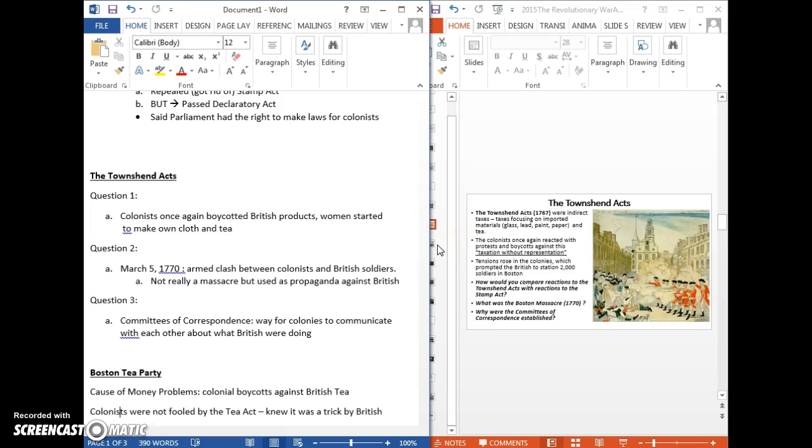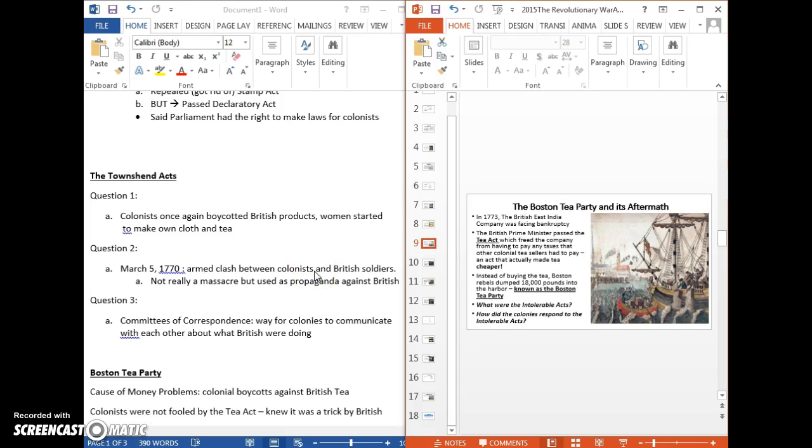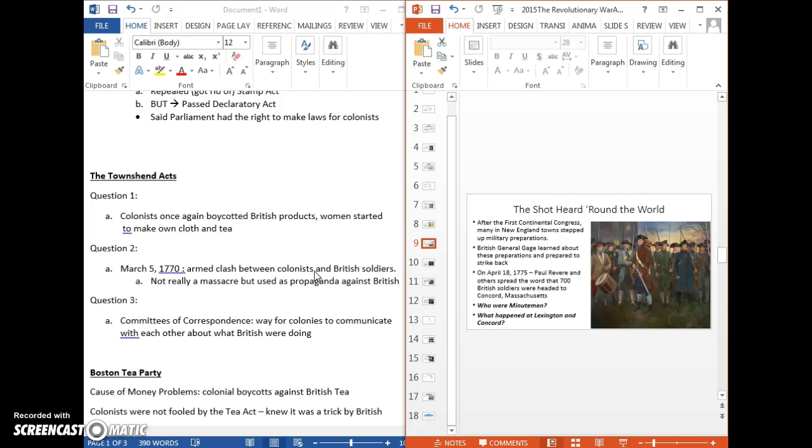I wish I could tell you that things got better, but we see as these acts are being enforced, and the colonists are reacting and resisting and boycotting these measures by Parliament, we are actually moving closer to what will become known as the start of the American Revolution. The next big event would be the Boston Tea Party.